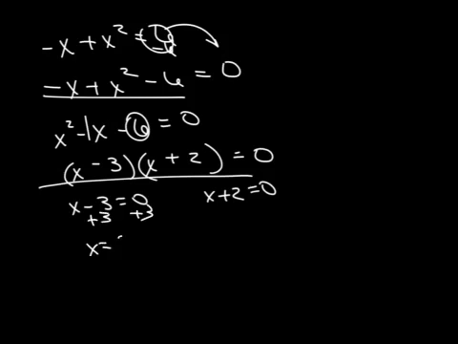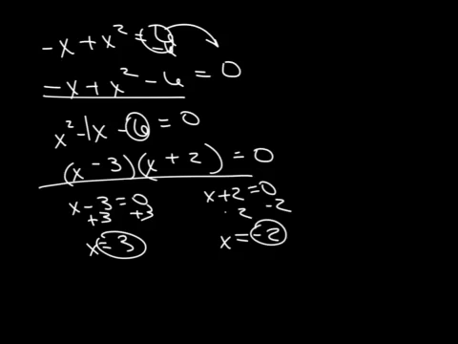So x is going to be 3, or x equals negative 2. So those are my answers for x. So there's two possible answers. And one of the things that's going to help you to realize that there's two answers is, what is the highest exponent up here? 2. And that will tell you how many answers you're going to end up getting.